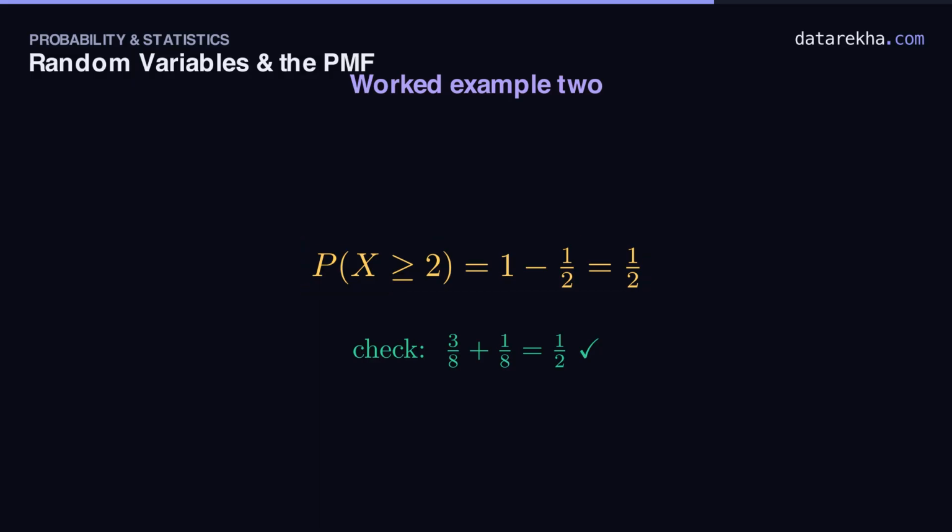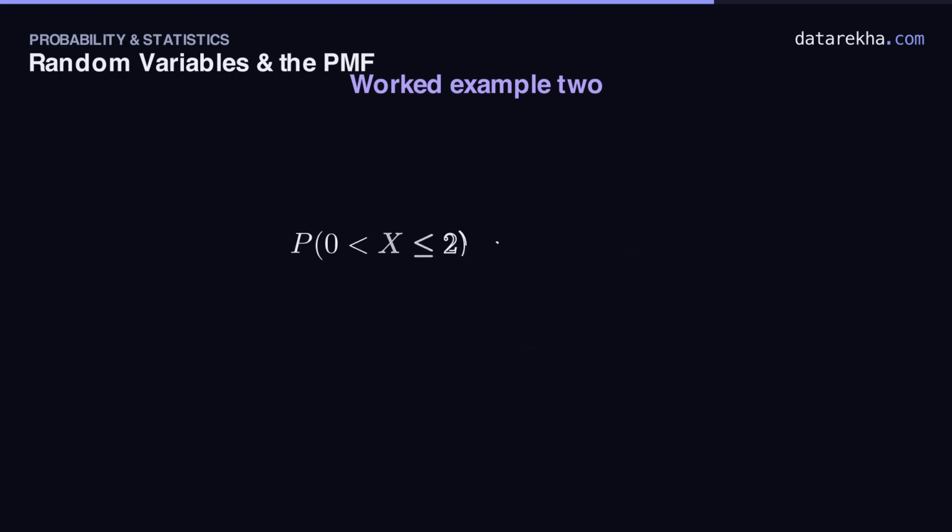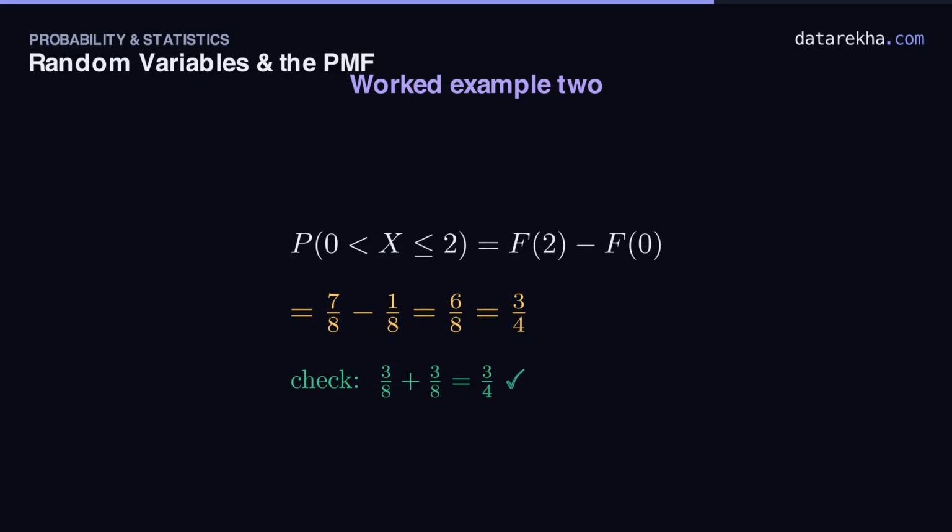And you can check it directly. The mass at 2 plus the mass at 3 is 3/8 plus 1/8, which is also a half. The two routes agree. Last, the chance X is more than 0, but at most 2. For that interval, we take F at 2 minus F at 0, 7/8 minus 1/8, which is 6/8 or 3/4. As a check, that's the mass at 1 plus the mass at 2, 3/8 plus 3/8, 3/4 again.